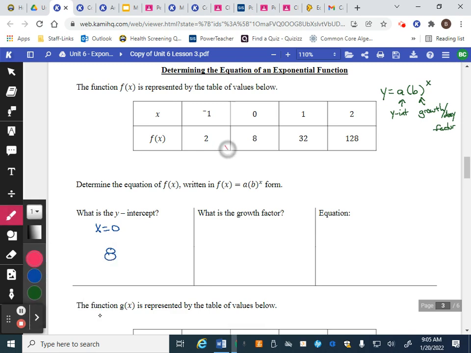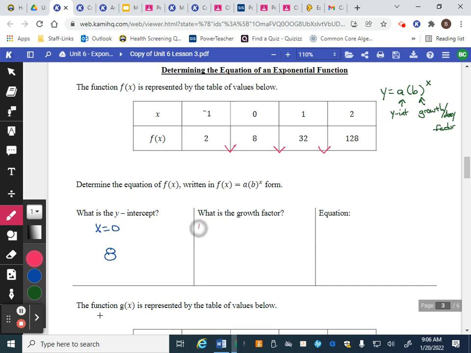If you go from 2 to 8, 8 to 32, 32 to 128, we're thinking what number do we have to multiply by to get from each column to the next? And this would be a growth factor of 4. How do we figure that out if it's not obvious? Well, we're going to work kind of backwards.